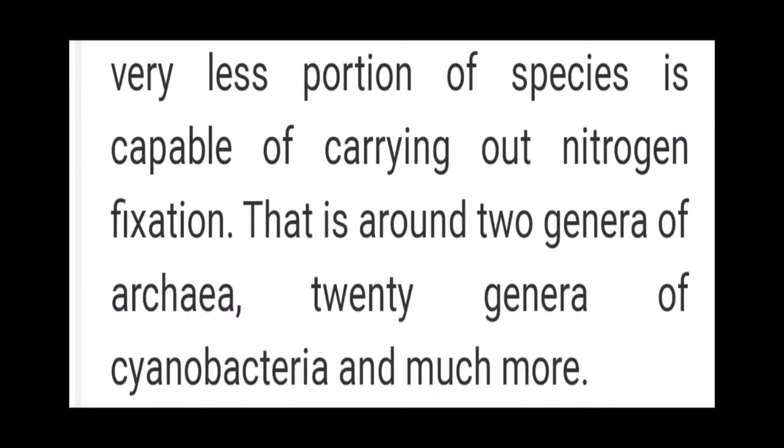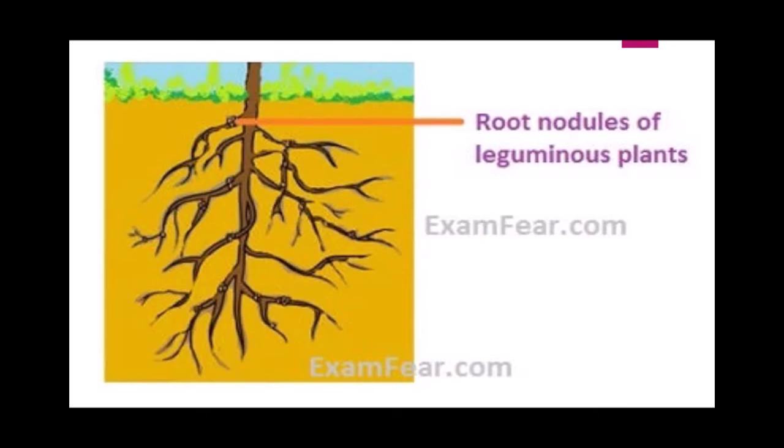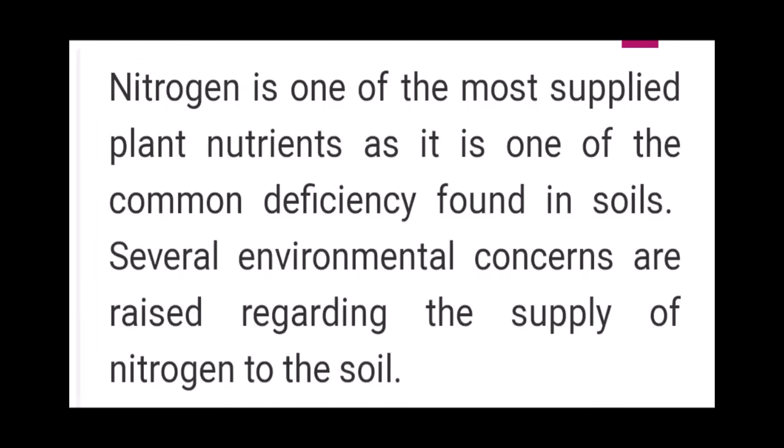A very small portion of species is capable of carrying out nitrogen fixation. That is around 2 genera of archaea, 20 genera of cyanobacteria, and much more. A small amount of nitrogen remains after the harvesting of grains, even though a large amount of nitrogen is removed at the time of harvesting. It is mainly taken into account when there is no usage of nitrogen fertilizers. It is usually seen in less industrialized countries. Nitrogen is one of the most supplied plant nutrients as it is one of the common deficiencies found in soils. Several environmental concerns are raised regarding the supply of nitrogen to the soil.